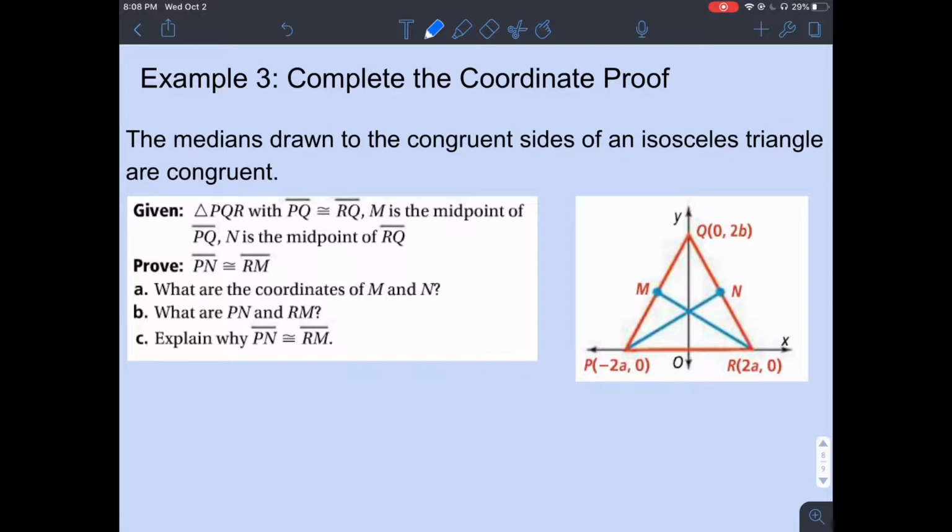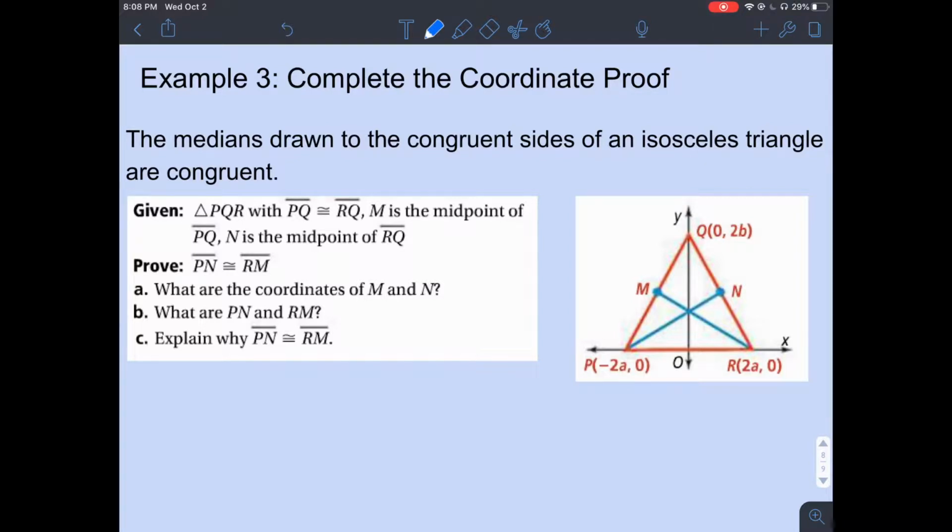So what they give us is triangle PQR with PQ and RQ congruent. So PQ and RQ are the congruent segments, which means this is going to be an isosceles triangle. It gives us M as the midpoint of PQ, and N is the midpoint of RQ. We want to prove that PN is congruent to RM.